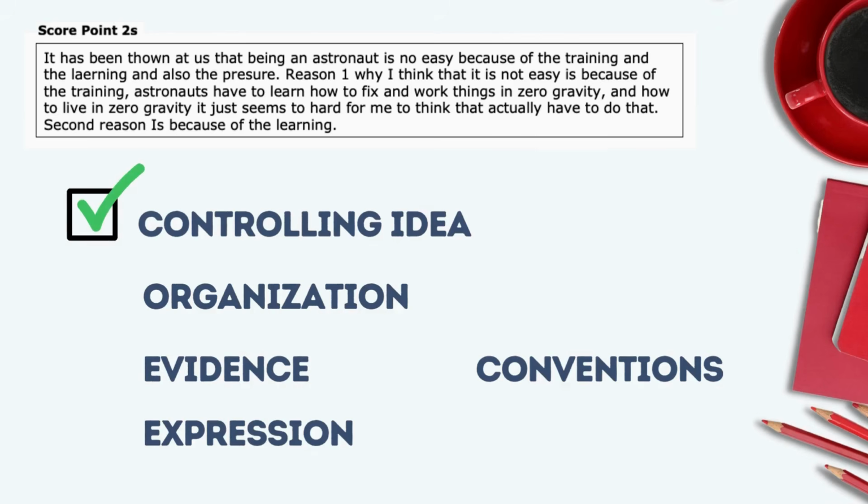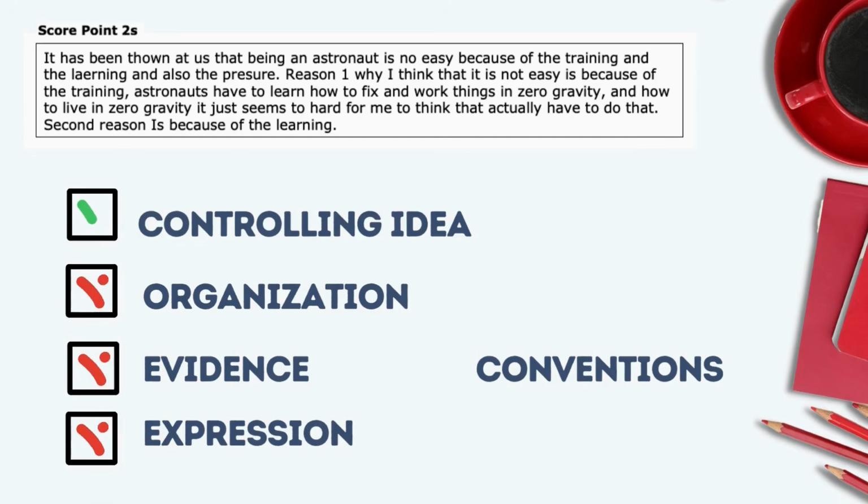So here there is a controlling idea, but it could be developed more appropriately. There is a brief introduction, but no conclusion. And really the organizational structure is not evident because they're losing focus and jumping around in their ideas. There's little relevant paraphrased evidence to give a little bit of support, but it's not explained. The expression of ideas is not there because the student is very vague in what they're talking about.